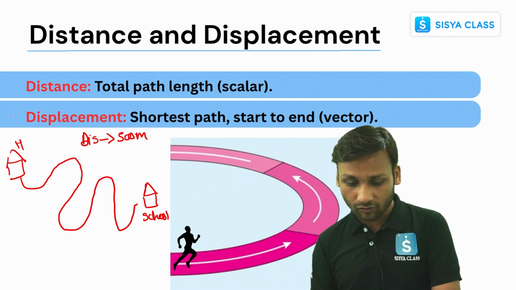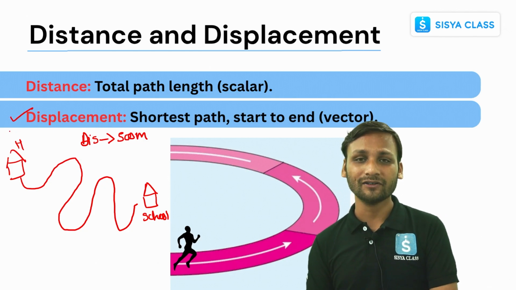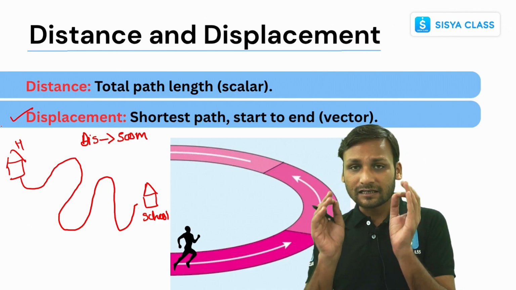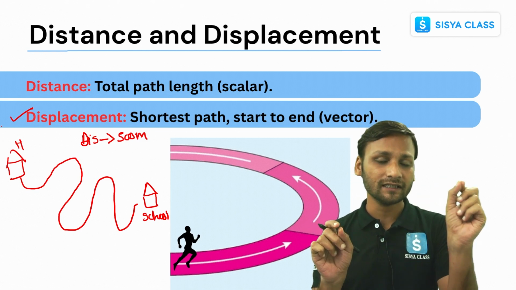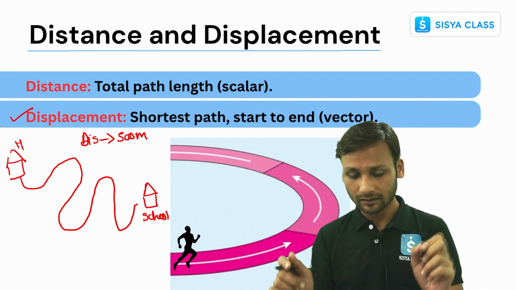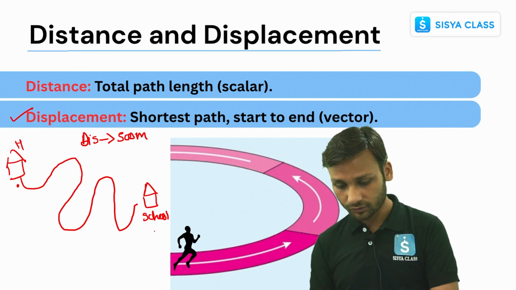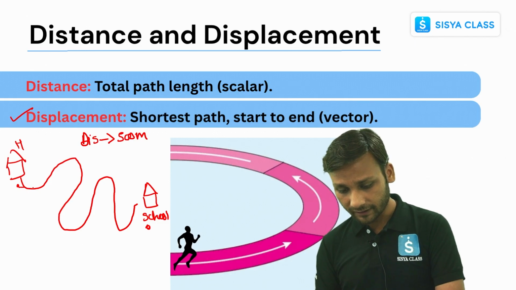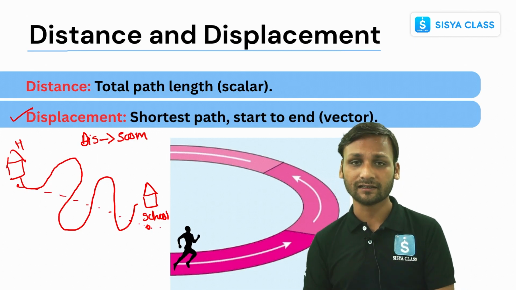Similarly, if I talk about displacement, right? Displacement is a very peculiar thing. So displacement is the shortest path between the initial position and the final position. For example, if I draw the shortest path from your home to your school, let's say this one. So the shortest path will be a straight line, na? This one. This is a straight line. This is the shortest connecting path.